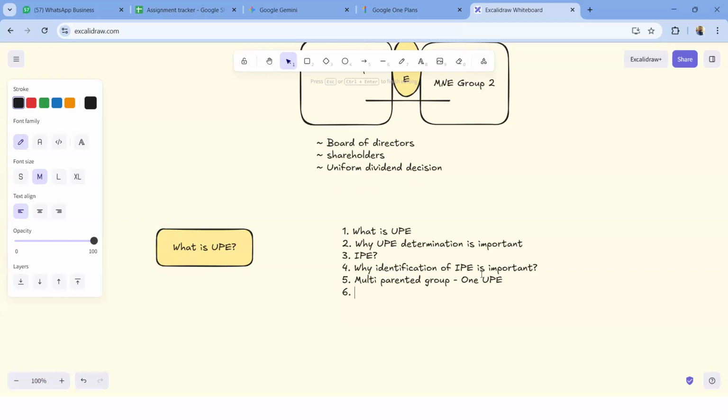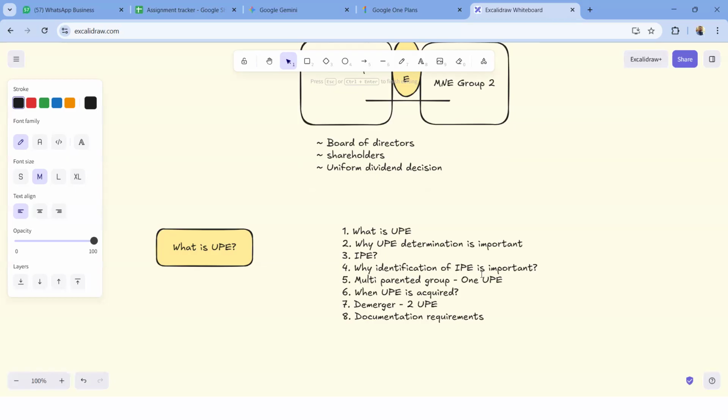Then we discussed special cases. When the UPE is acquired, it no longer remains a UPE, because it no longer satisfies the definition. The group expands with the acquiring company, and you have to find a new UPE. When there is a demerger, there could be two UPEs. The two new demerged groups would be seen as two different MNE groups, and they would have their own separate UPEs. Then we discussed documentation requirements.